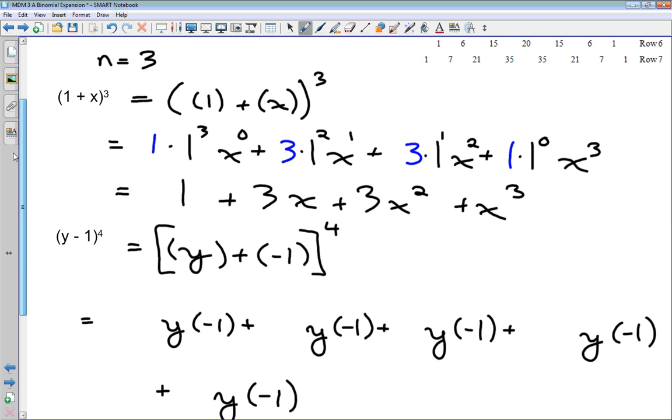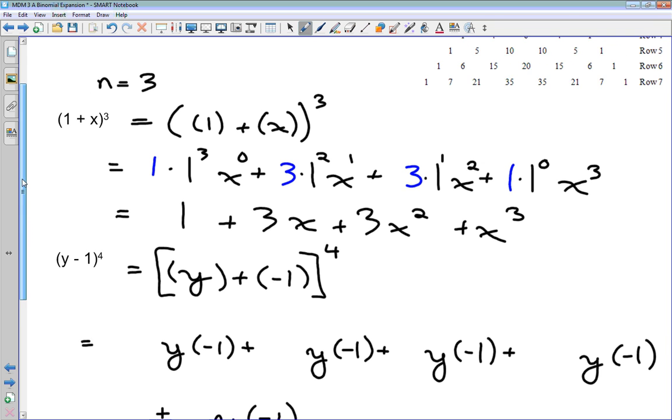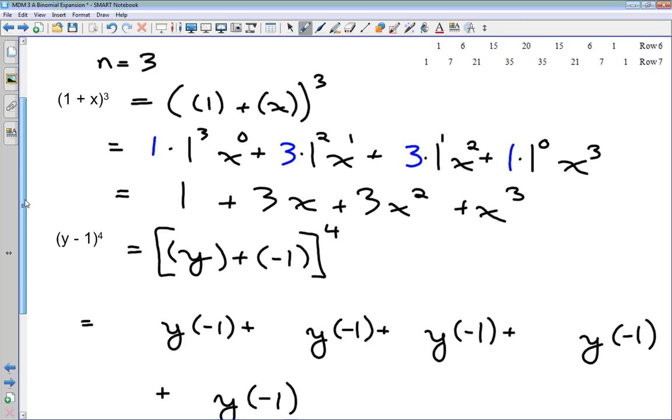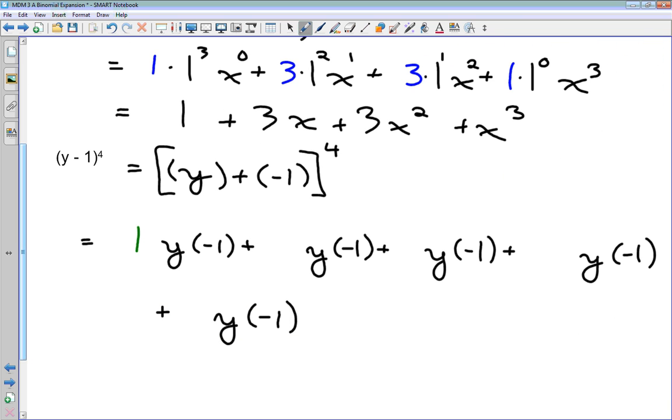Let's do our coefficients here in green. So we're looking at row 4. We got 1, 4, 6, 4, and 1. And then our exponents always have to add up to 4 because n is 4. So we'll start with a 4 and a 0. Then we'll go to a 3 and a 1, a 2 and a 2, then a 1 and a 3. And then finally a 0 and a 4.